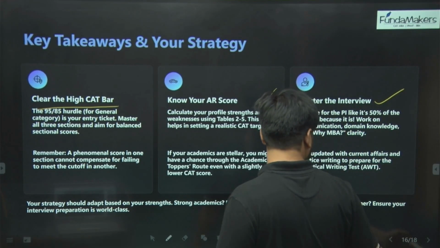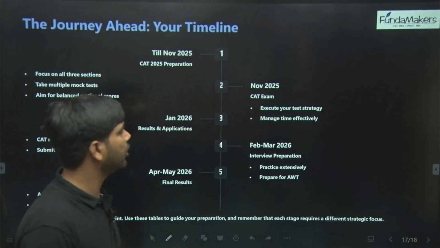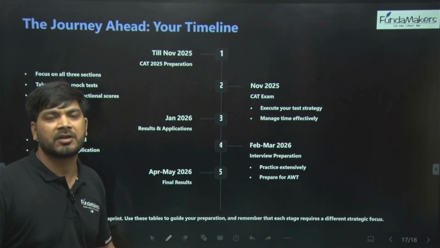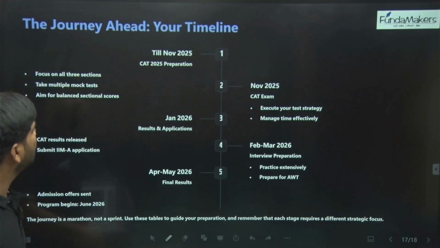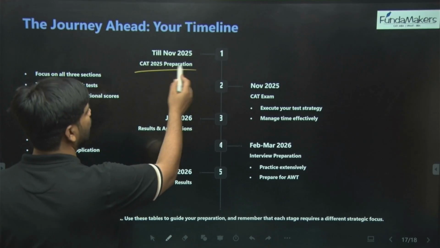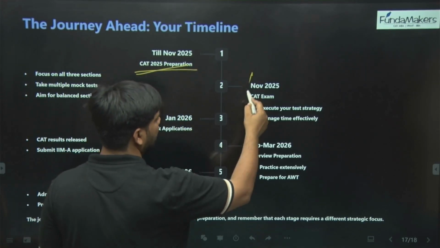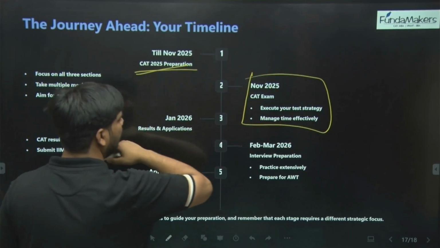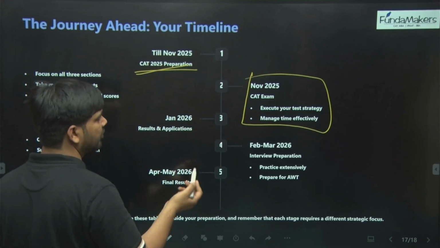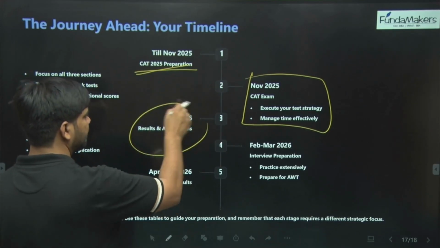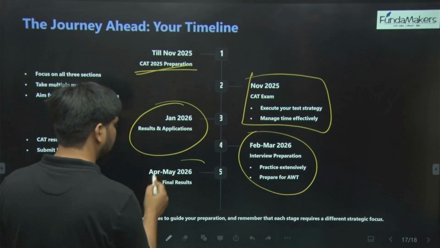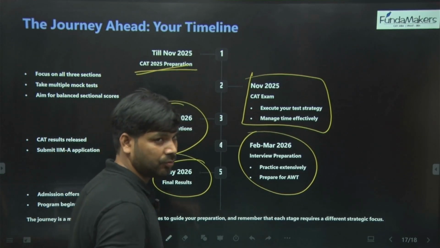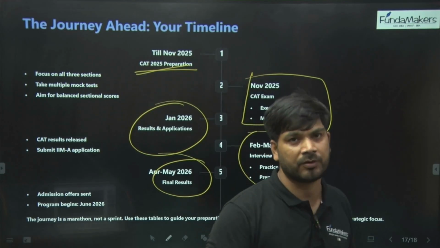This is what your complete IIM Ahmedabad selection criteria is. So till November 2025, your CAT preparation, you will have your CAT on 30th of November, execute your test strategy, manage time effectively, results in January. February, March, you'll have your interviews. April, May, June, you're getting into colleges, right? So this is what the timeline is.